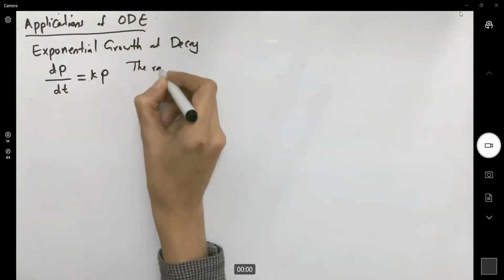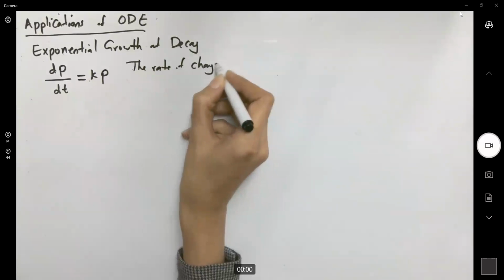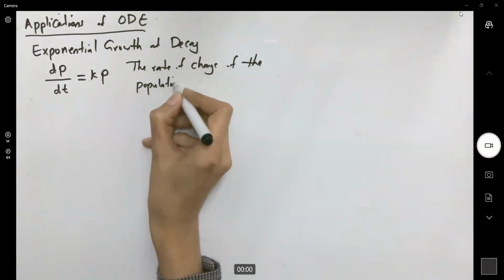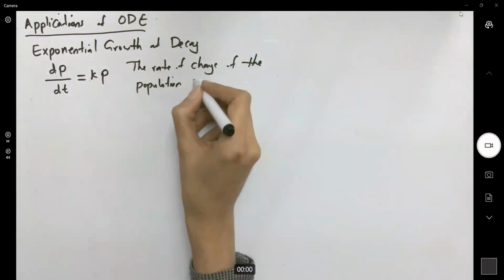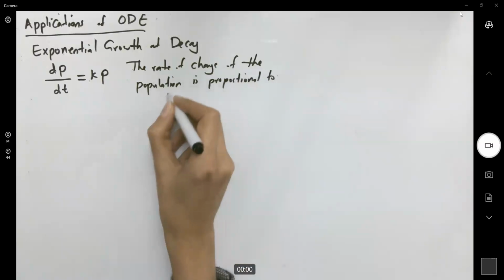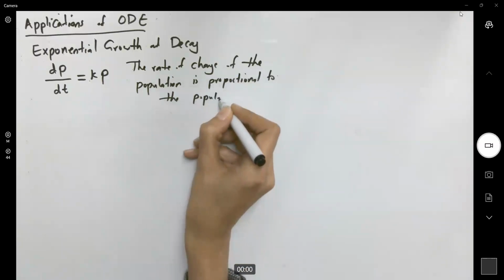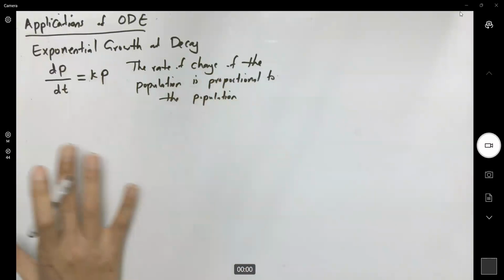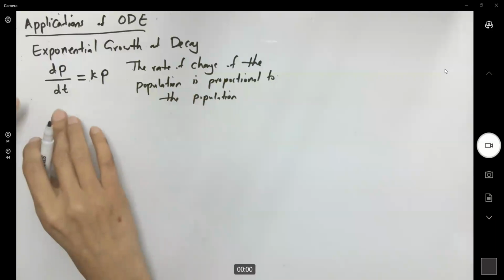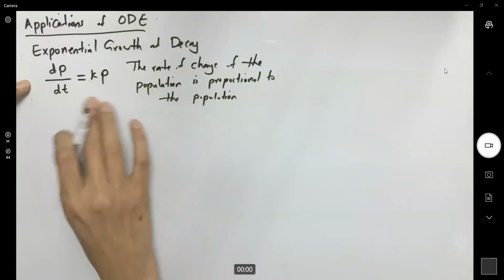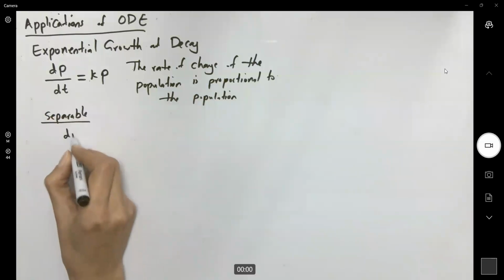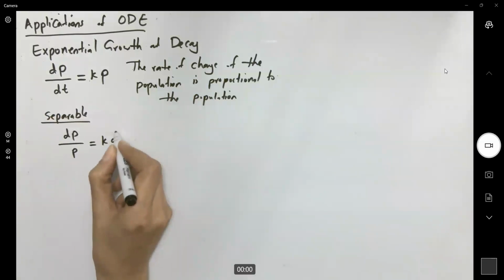So the rate of change of the population, or the amount that you're dealing with, is proportional to the population itself. So when we have a question like this, when we are dealing with exponential growth and decay, as you saw, it's a separable differential equation. Separable. So dP over P is equal to k dt.